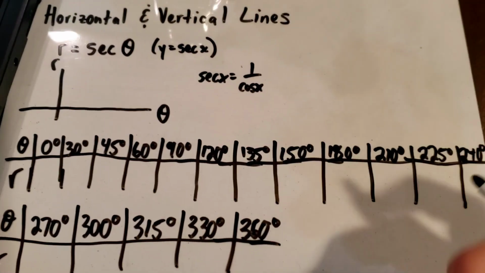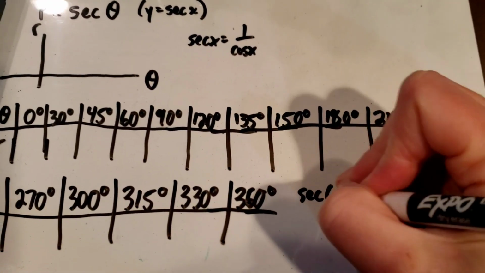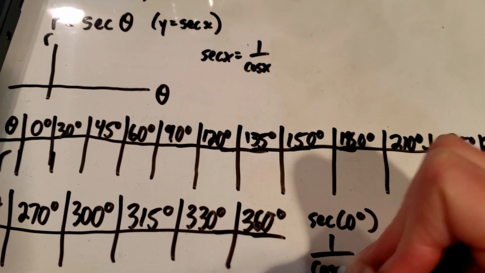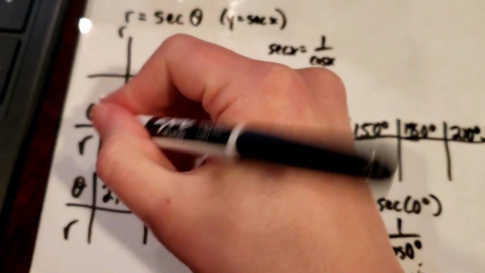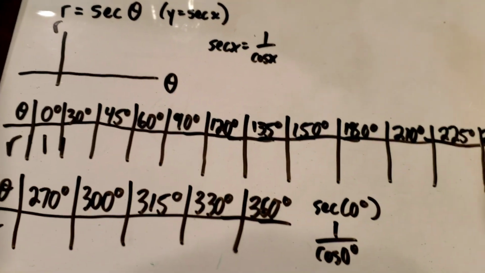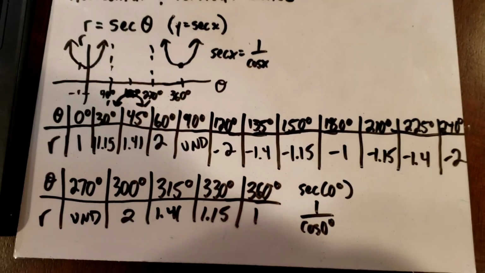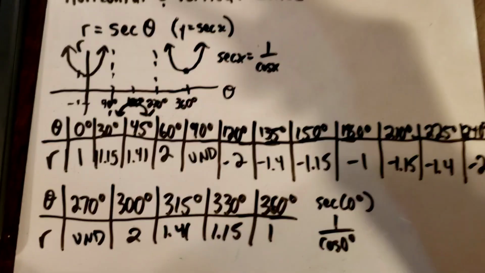So remember, if we are evaluating secant of 0 degrees, secant of 0 degrees is the same as whatever 1 over cosine of 0 degrees is. Cosine of 0 degrees is 1, so 1 over 1, the output is 1. Secant of 30 degrees is going to be 1 over cosine of 30 degrees. So I'm going to fill in all this table. Now, this is what the completed table of values will look like.